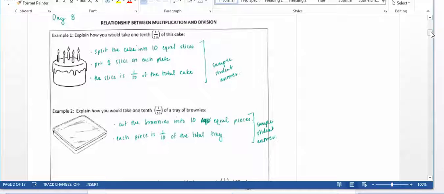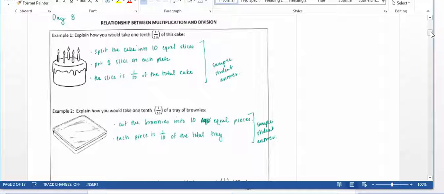And so this is new information for students. They have not done this before. We need them to generally understand that whenever you take 1/10 of it, it's the same as dividing it into 10 equal groups and taking one of those groups. So we're going to have them do some partner work, like some think pair shares first, or write pair shares. Right? So explain how you would take 1/10 of this cake.